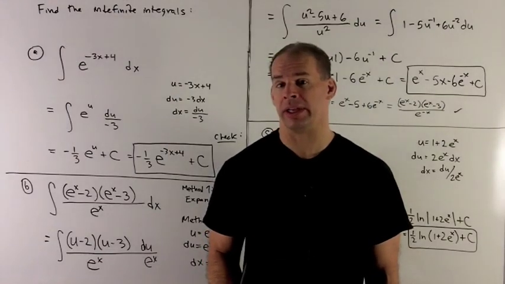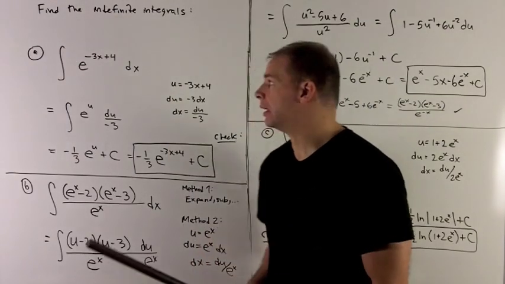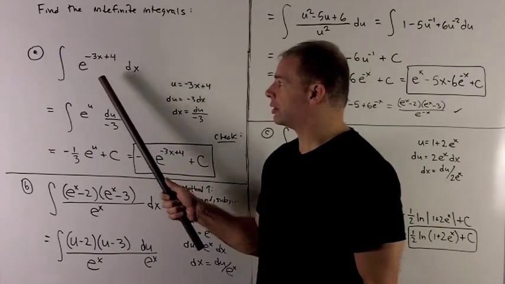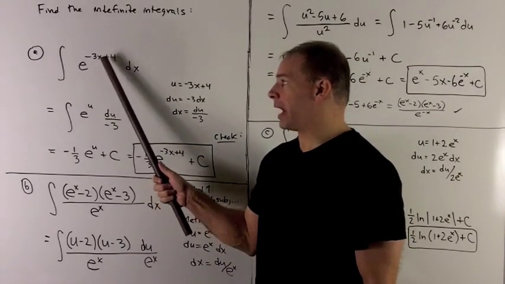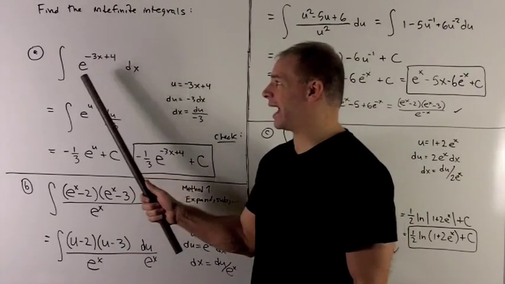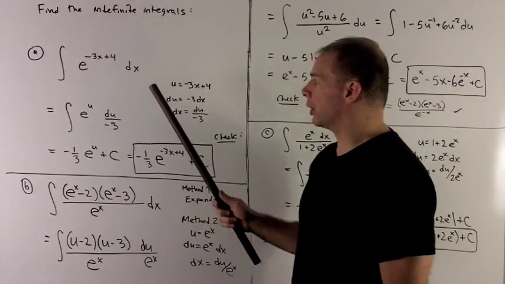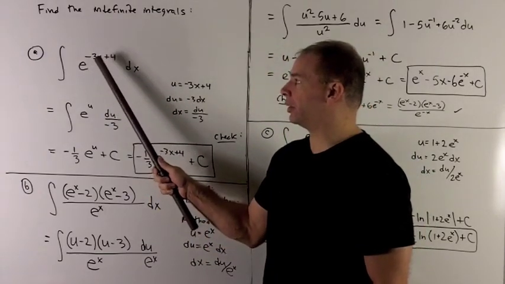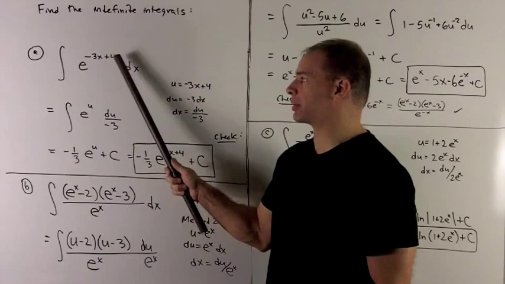Find the following indefinite integrals. First indefinite integral, just to warm up, e to the minus 3x plus 4 dx. So what I have here is e to the u, and u is equal to minus 3x plus 4.